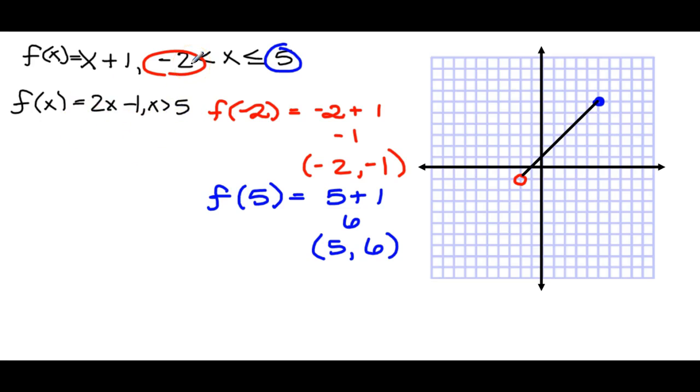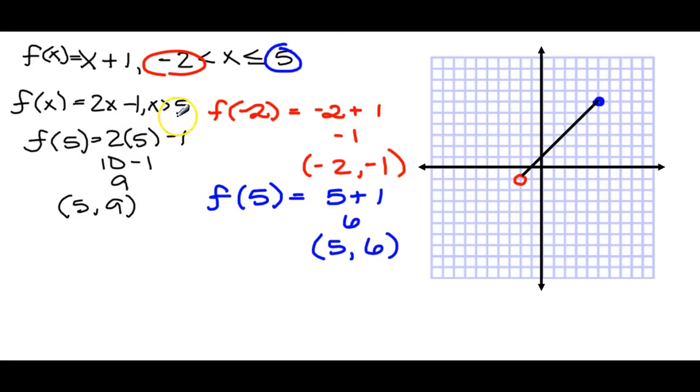One of the ways I can start this, and this might be easier for some of you, this might be harder. If I input 5 as where I'm starting, it's f of 5 equals 2 times 5 minus 1. So we have 10 minus 1, which is 9. Our starting point is going to be 5, 9. It's going to be an open dot because it's a greater than. So I'm going to go 1, 2, 3, 4, 5, and then 6, 7, 8, 9. I want this to be an open dot.